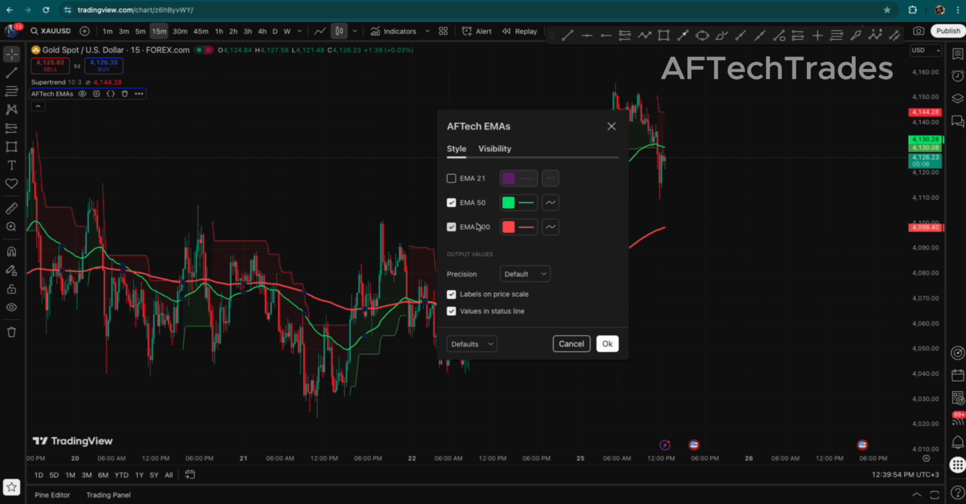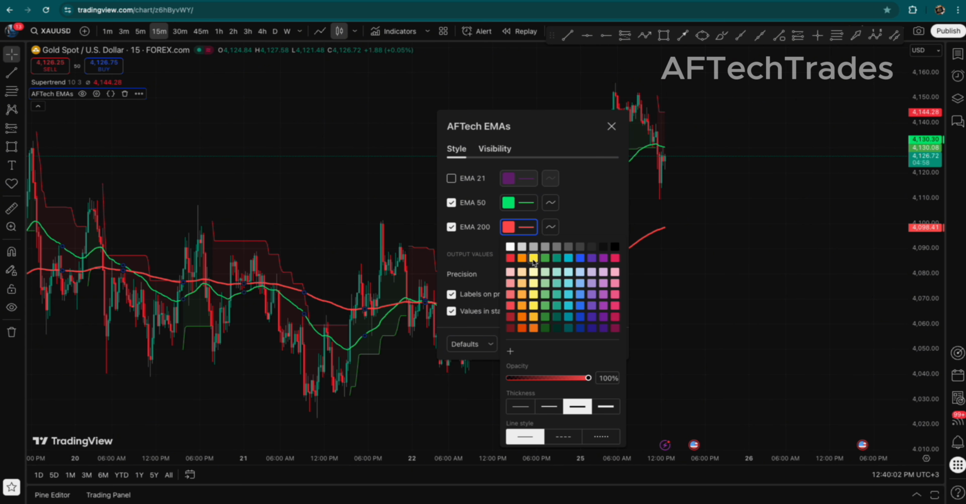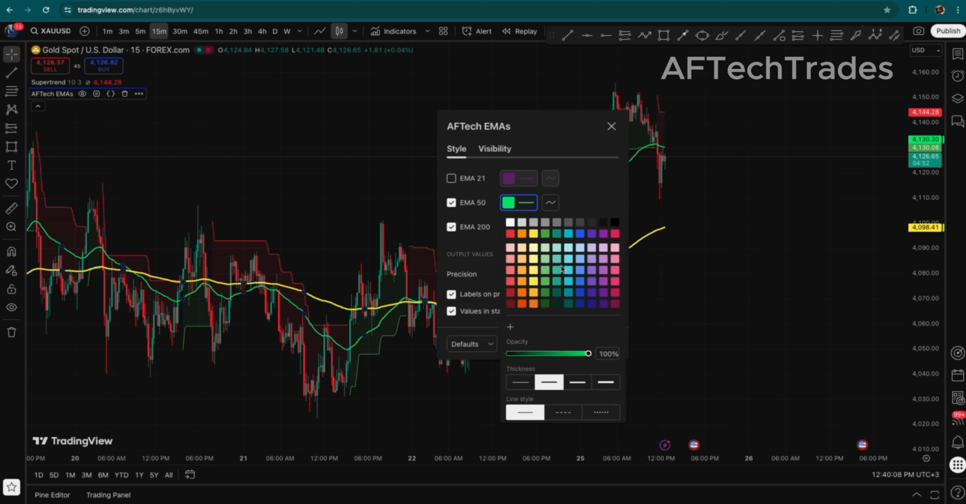I made this indicator in a way that you can change the settings to whatever you want. So for the 200 EMA, you can change it to any color of your choice, and you can increase the thickness of the line. On the 50 EMA, you can also change it to any color of your choice, and you can increase or reduce the thickness of the indicator.